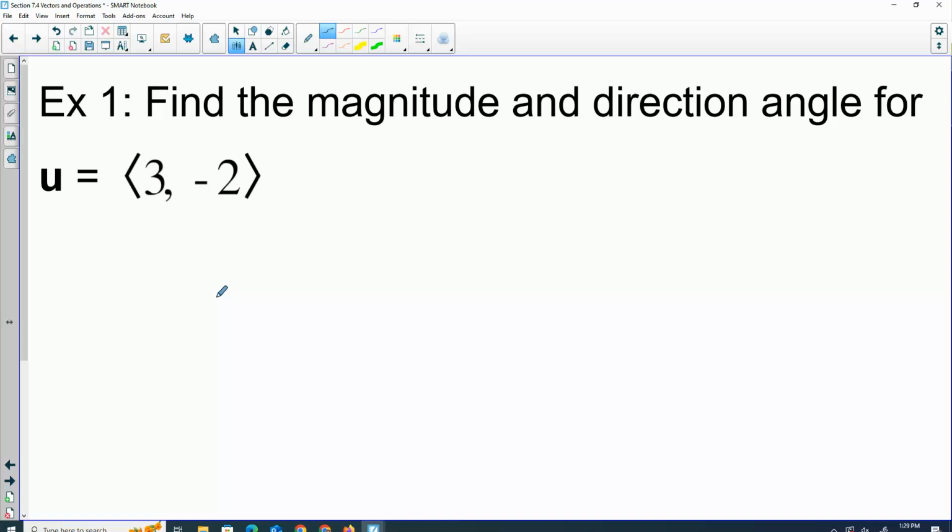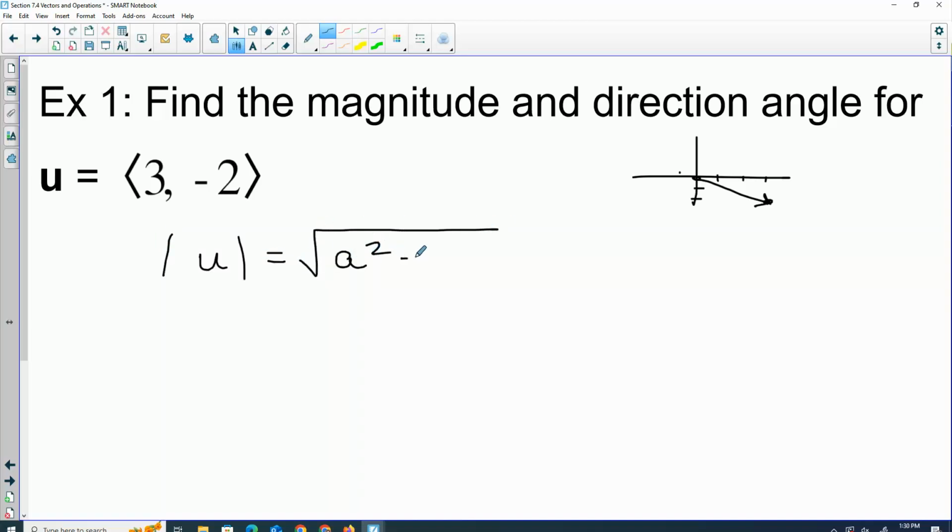If I ask for the magnitude and direction of this angle, the magnitude, if you were really in a pinch, you could draw a triangle and find this. Now if it's 3, -2, it's just kind of like an ordered pair. It's just saying it starts at the origin and ends there. So you could do Pythagorean theorem, or you can just use that shortcut formula that we're given. The magnitude is the square root of a squared plus b squared.